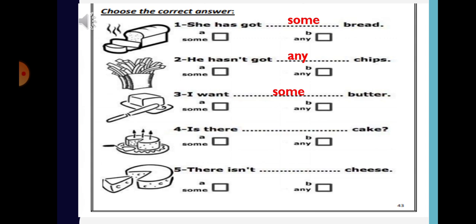Number four, is there any cake? And can you see the question mark? If I can see a question mark, I'm going to use some or any? Yes, this is a question, so I'm going to use any. There is not any cheese. If I can see not, I'm going to use some or any? Excellent, I'm going to use any.